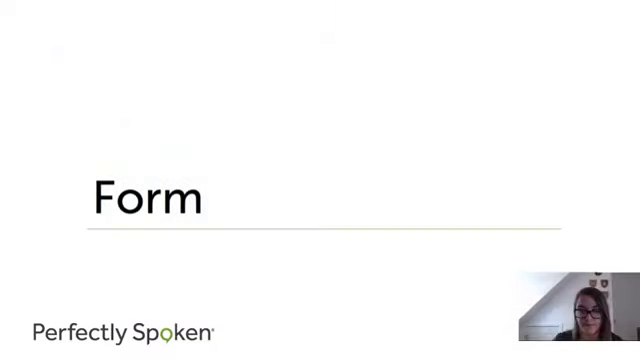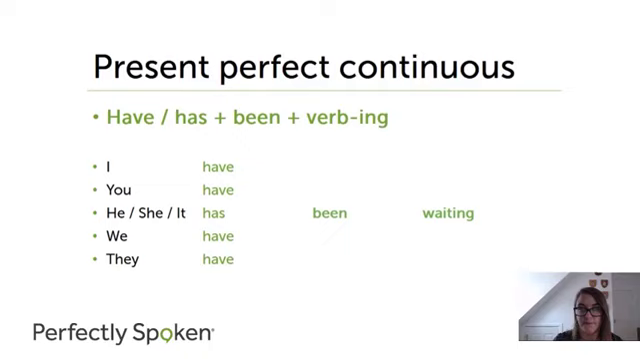Okay. So let's start with the form. How do we make a present perfect continuous tense? Well, we use have or has, depending on the subject. So if it's a third person, you need has, plus been, plus an ing verb. So I've given you an example here. I have been waiting. You have been waiting. He, she, or it has been waiting. We have been waiting. And they have been waiting.